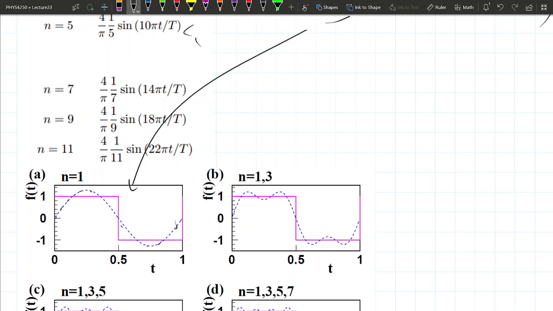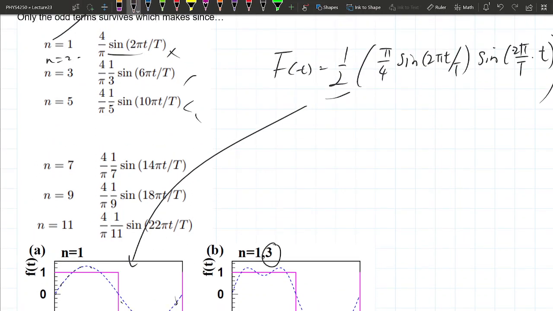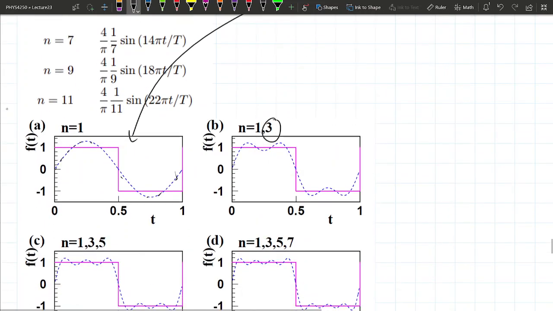But now if you plot the sum of the first term and the second term, actually the third term, since this is an odd function, only the odd coefficients are non-zero. N equals 2 is equal to 0. N equals 4 is equal to 0. That's because this is an odd function. If you reflect it with the y-axis, it'll just be the negative of itself.